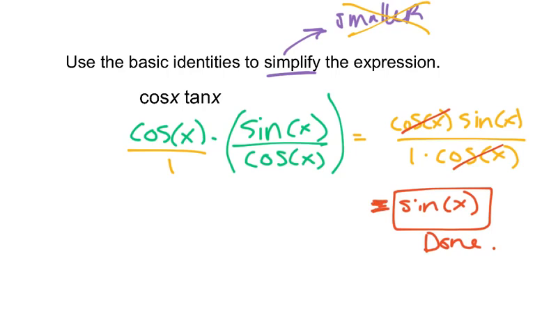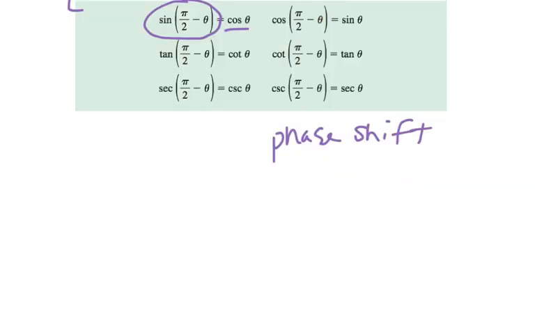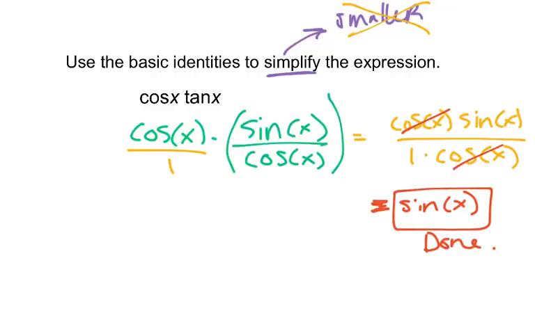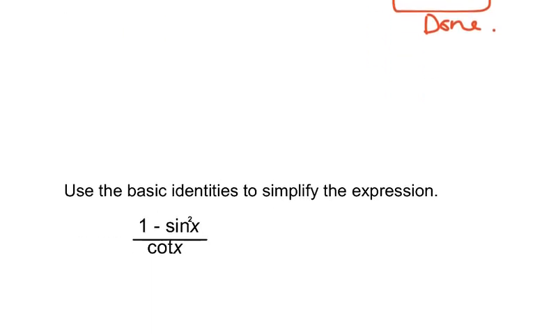However, what if it said use basic trig identities to write this as a cosine? Well, then you'd go back over here to this idea and you'd say, oh, well, actually, cosine of this is sine. So then you could replace what we had with cosine of pi over 2 minus theta. So it all depends on what the directions are saying here.